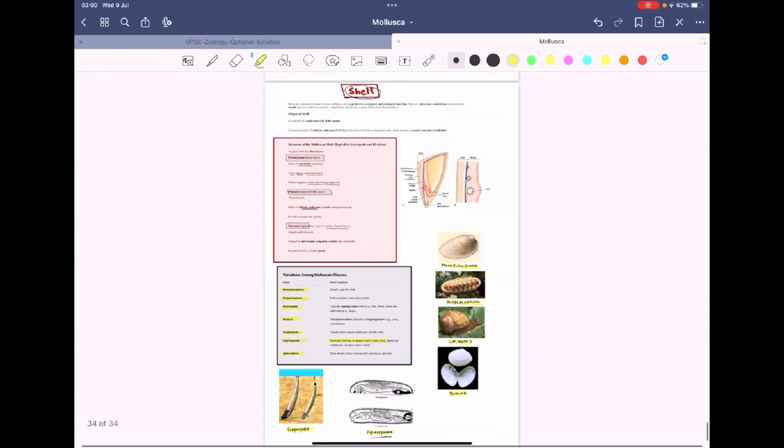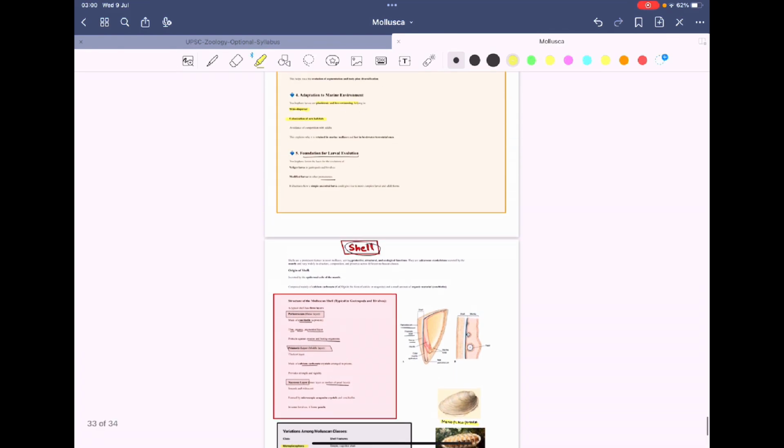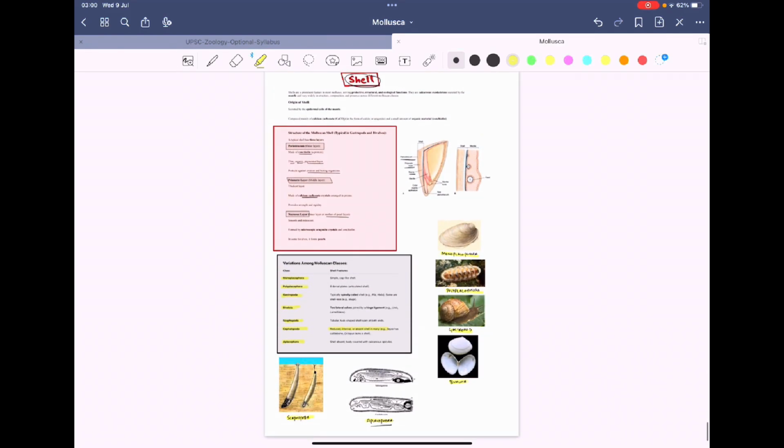So this is also about the shell. The question has been asked in the past about the shell, and we have completed all the topics of mollusks. We have completed all the previous year questions.